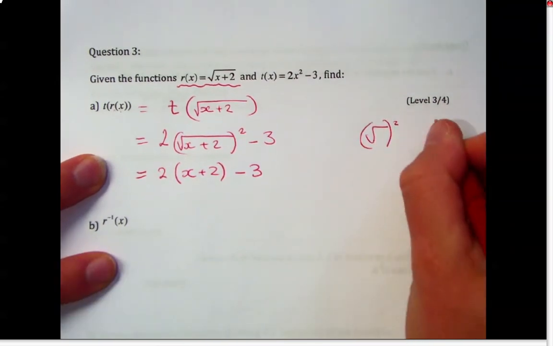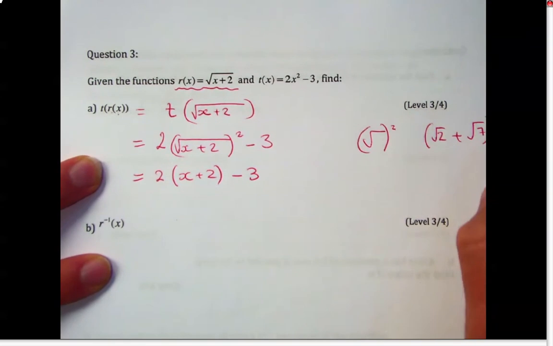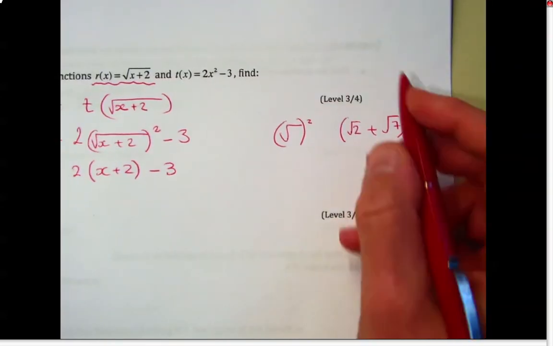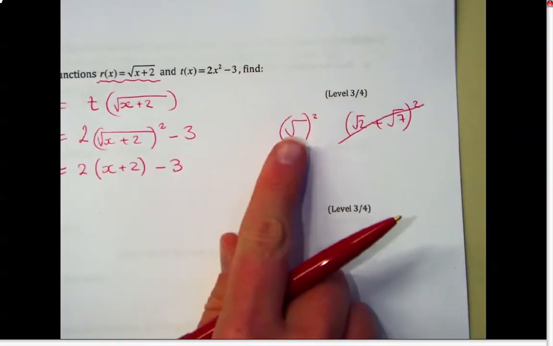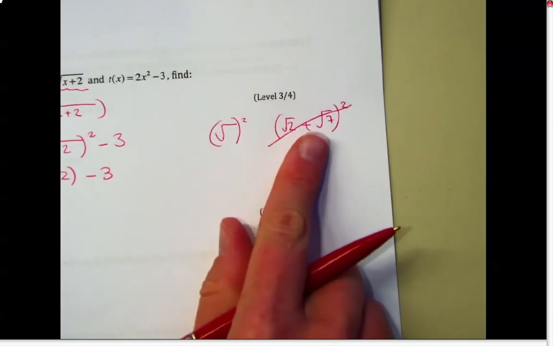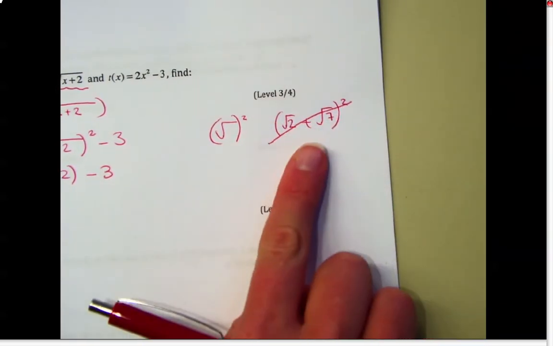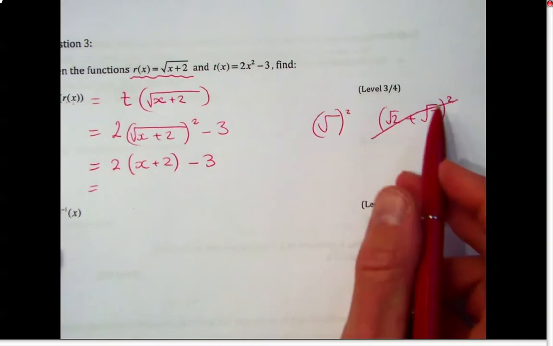If you had this, you couldn't just cancel those out. But because it's just one square root, you can. There's nothing that you could simplify any further. You can't merge or split an addition. They're 2 completely different things.